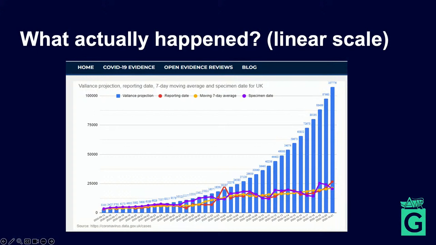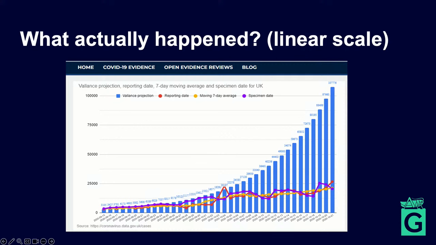This is various ways of doing the data, reporting date, specimen date, 7-day average, all this stuff that we used to worry about a lot. But what you can see is that, broadly speaking, the projections said it would take off, the actual data didn't, or not to the same extent.